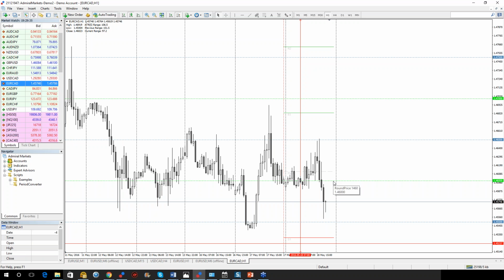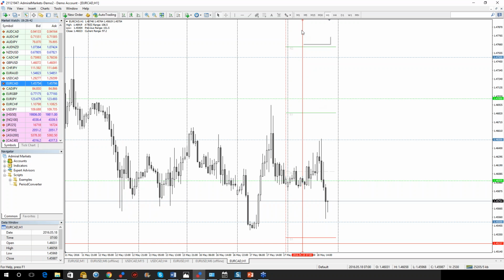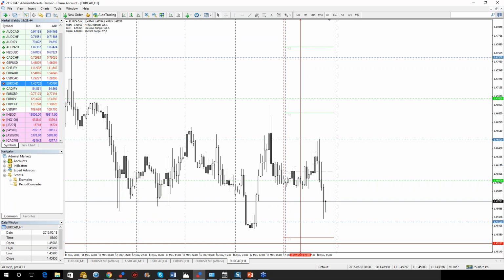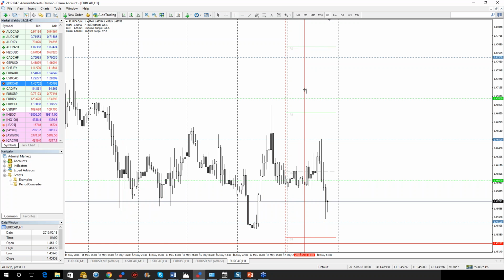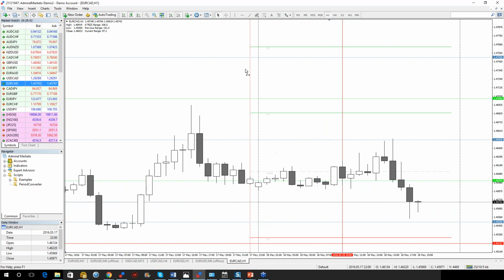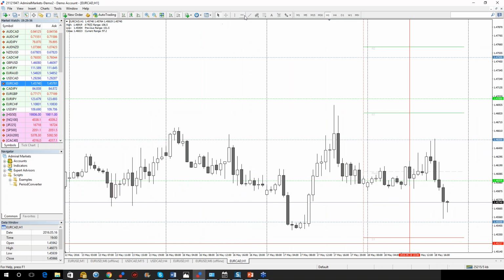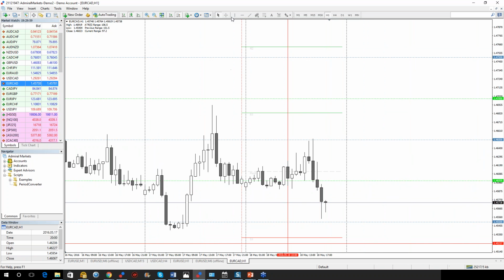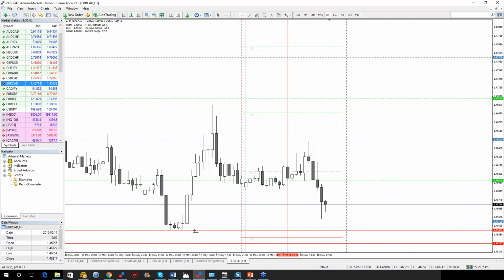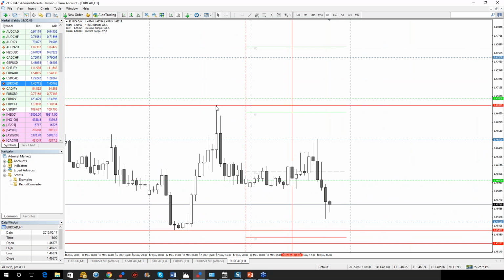Let's see, okay. This could have been, it happened late, but just for the webinar, I will use this example. Okay, I need to mark the previous quadrant. Here, the low, here. Okay, so this is it.